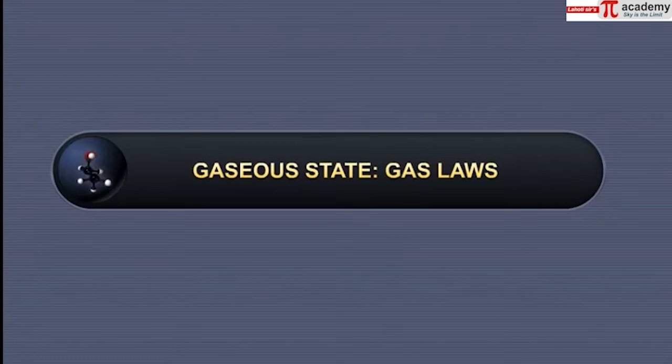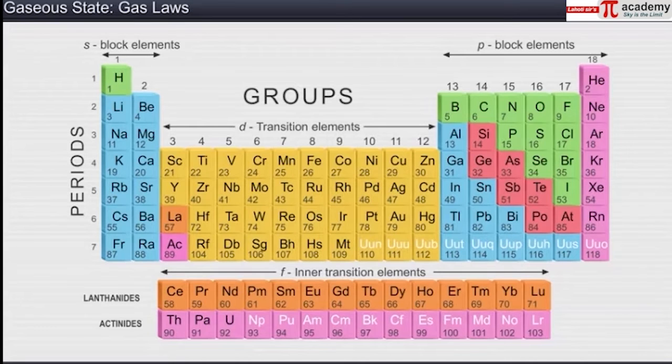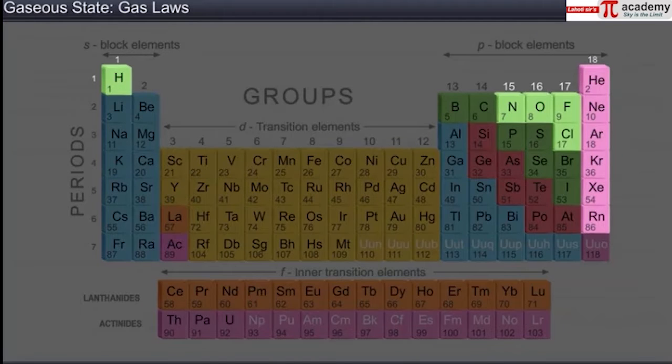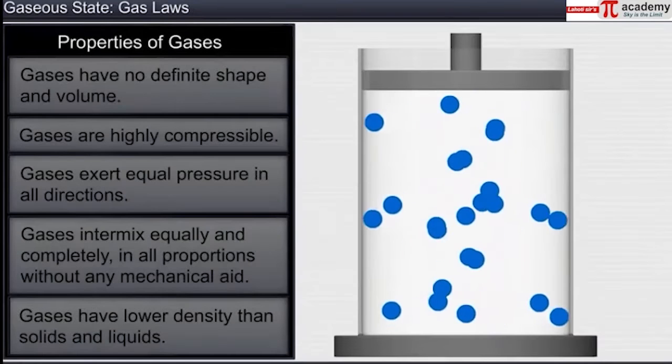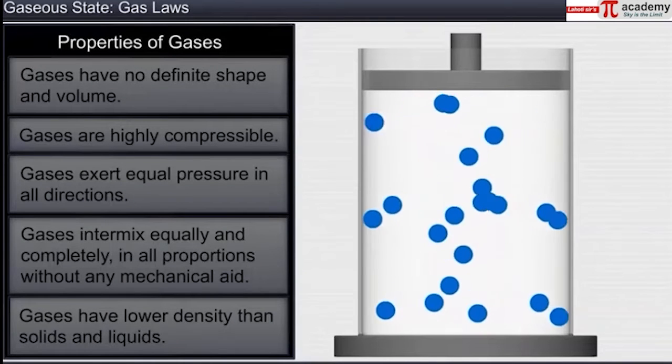In this module, you will learn about properties of gases and gas laws. Of the 117 elements known so far, only 11 are in the gaseous state at room temperature and pressure. The gaseous state is the simplest form of matter. This is why all gases show almost identical physical behavior regardless of their chemical nature. They are characterized by the following properties.